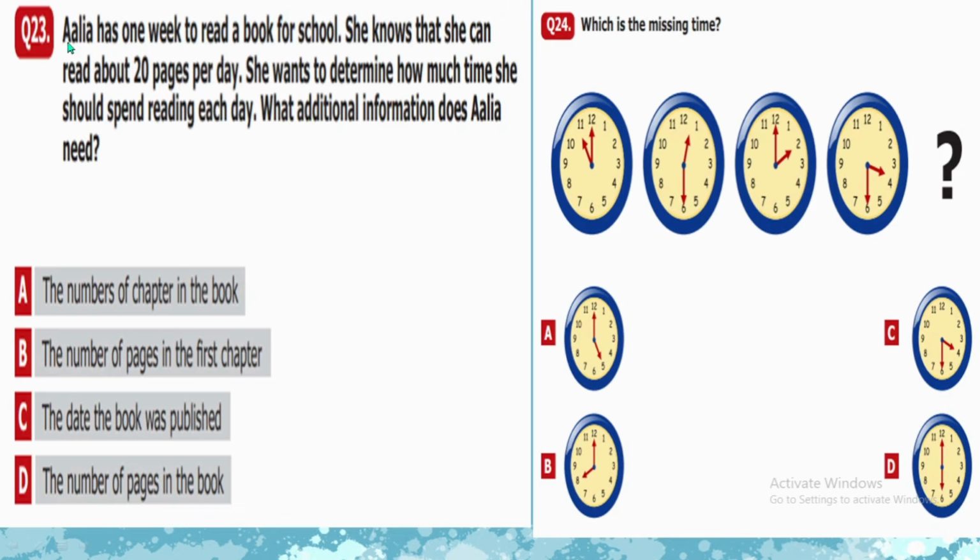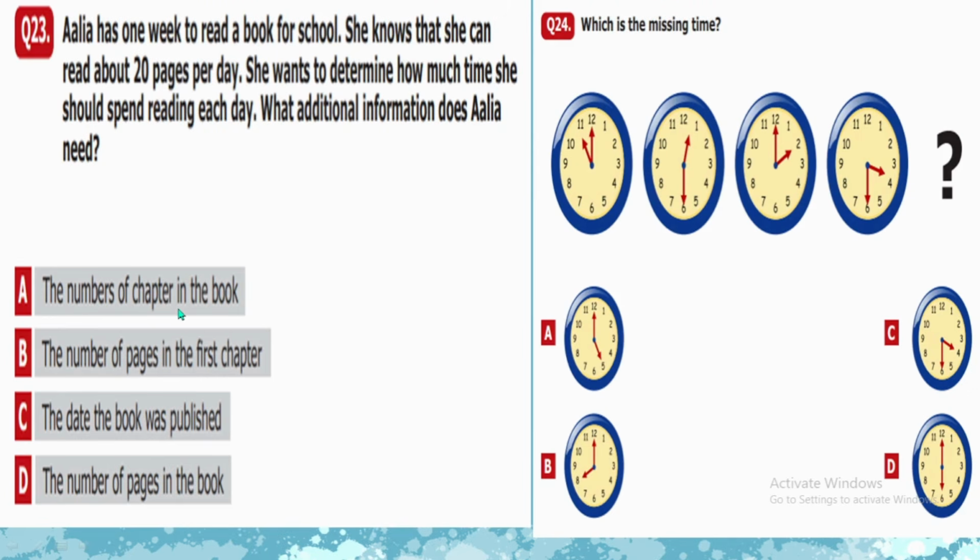Question number 23. Alia has 1 week to read a book for school. She knows that she can read about 20 pages per day. She wants to determine how much time she should spend reading each day. What additional information does Alia need?